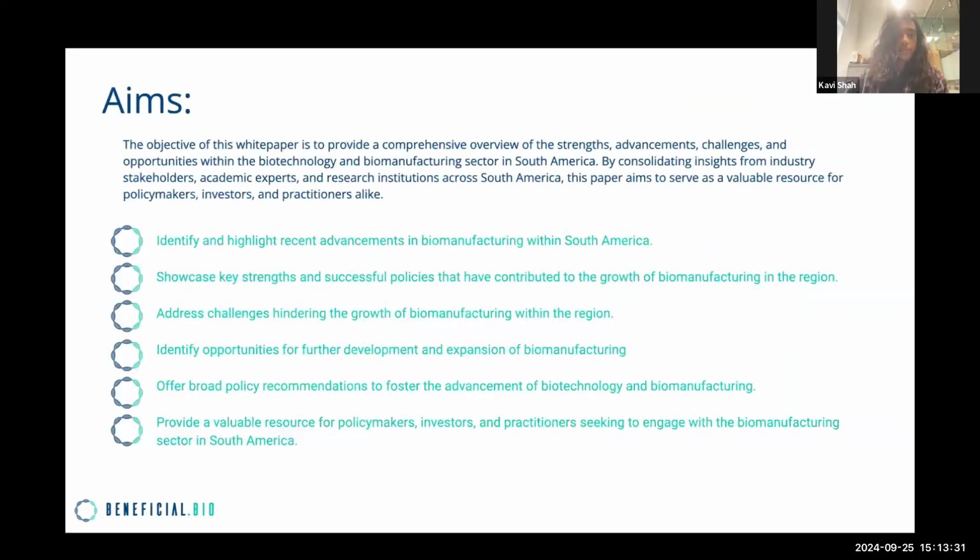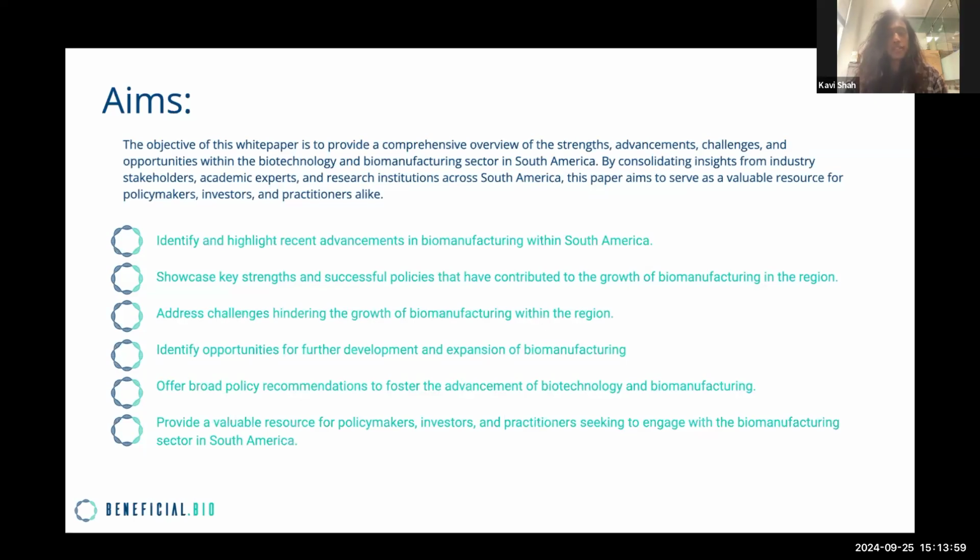So we had a few aims for the white paper. The main objective was to provide a comprehensive overview of the strengths, advancements, challenges, and opportunities within the biotechnology and biomanufacturing sectors in South America. This was to be done by consolidating insights from industry, academic experts, research institutions, and trying to speak also potentially with government.